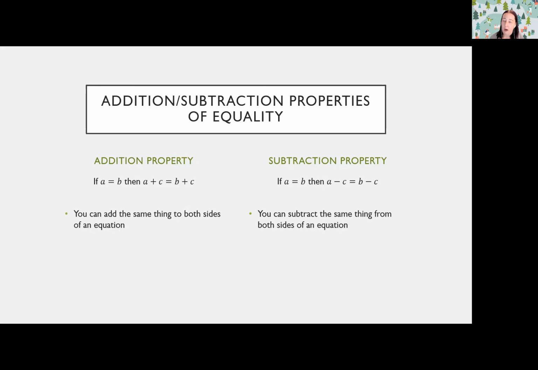So we have properties for equality as well that help us solve. So we have the addition and subtraction properties. And this basically is you can add or subtract a number on both sides of an equation, as long as it's the same thing. So whatever you do to the left, you have to also do to the right. And that's what keeps them equal. It's like you've got a scale, you're balancing things out. What's done on the left has to match what's done on the right for them to stay equal.